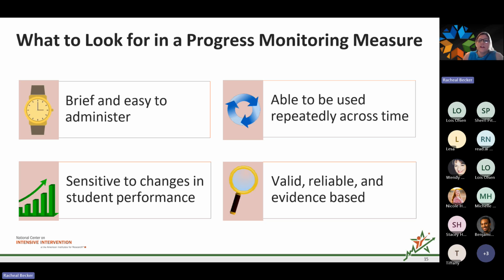The tool needs to be valid and reliable, meaning backed by research, and sensitive to growth, meaning able to detect small changes in the student's performance over time. So for example, if you have a student that is targeting letter naming fluency as their skill, you want to make sure that the measure you're choosing is sensitive to pick up progress in that area. So you wouldn't want to do a full reading probe just to measure letter naming fluency. That's just one example.